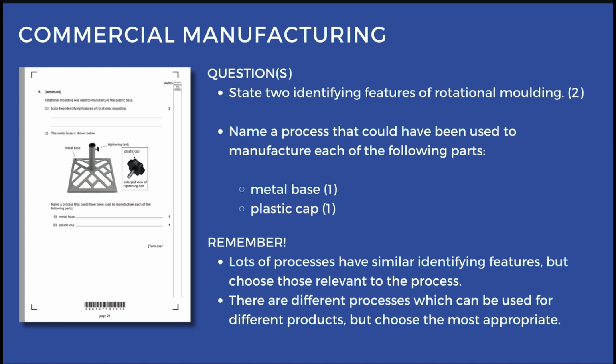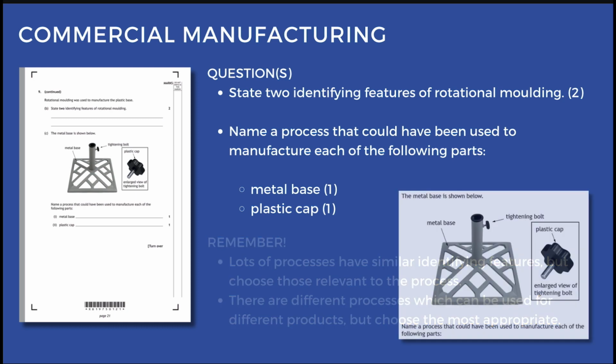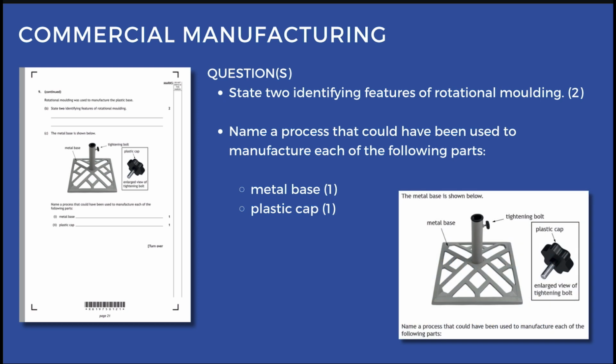So what process would be used to manufacture the metal base, and which would be used to manufacture the plastic cap. Now lots of processes have similar identifying features, and you have to choose those that are most relevant to the process. There's also a lot of different processes that can be used for different products, so again it's important to choose the most appropriate. Now at this point, you should pause the video and attempt to answer the 2 questions, and then when you're ready to see the answer, unpause the video.